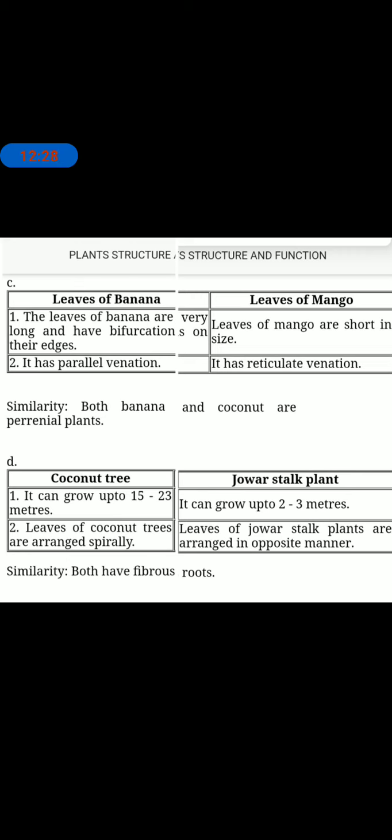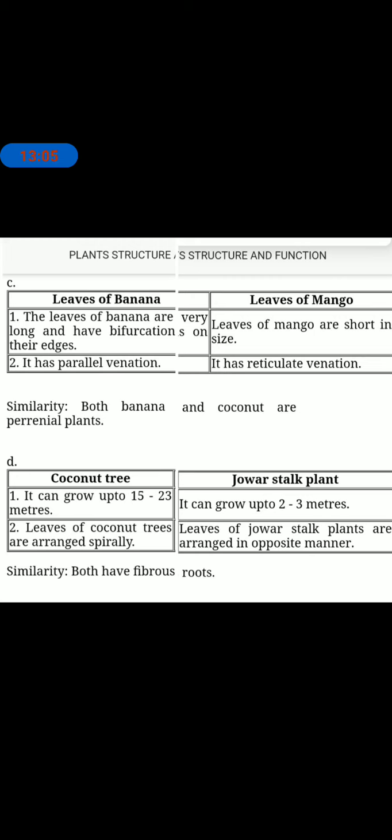Next question we have leaves of banana and mango. Now the banana leaves, we have seen, are used to serve food as well. They are large in size. In this manner we will refer to the differences among them. The leaves of banana are very long and have bifurcations on their edges. Bifurcations means they are divided into two parts at their edges.